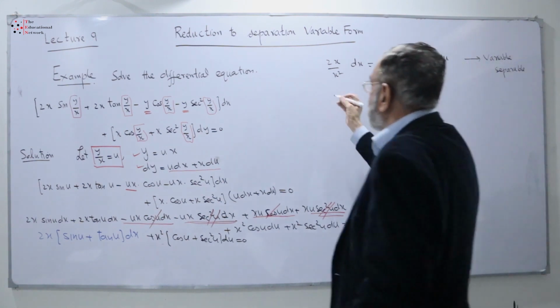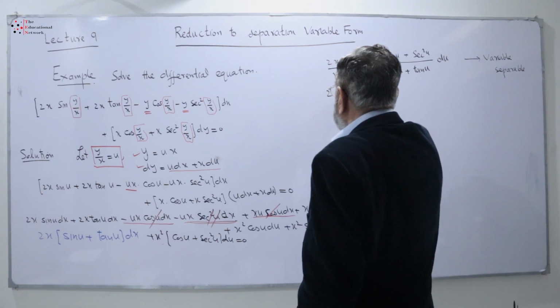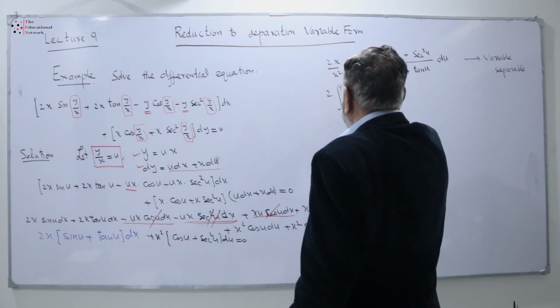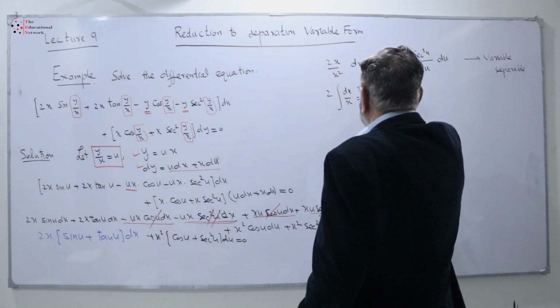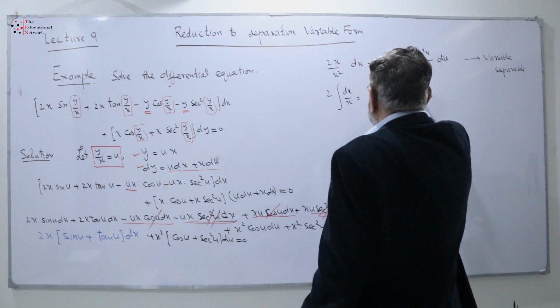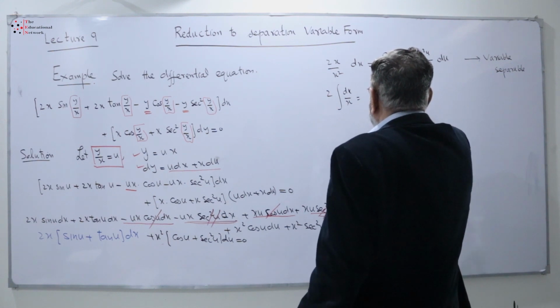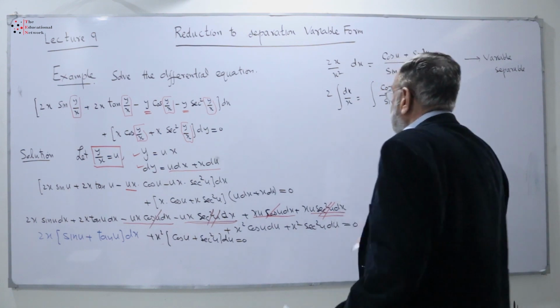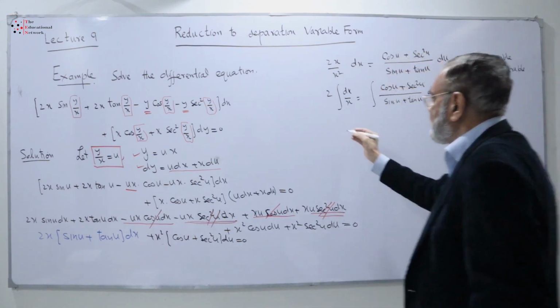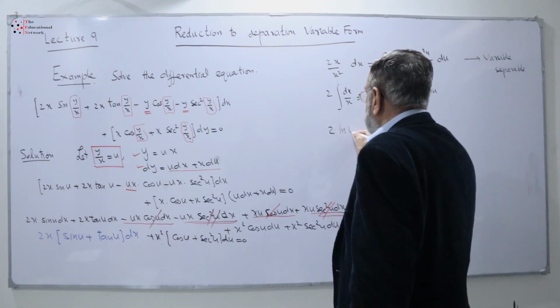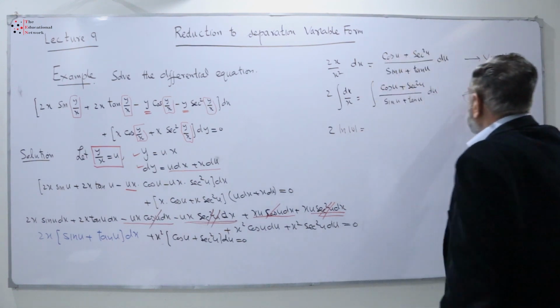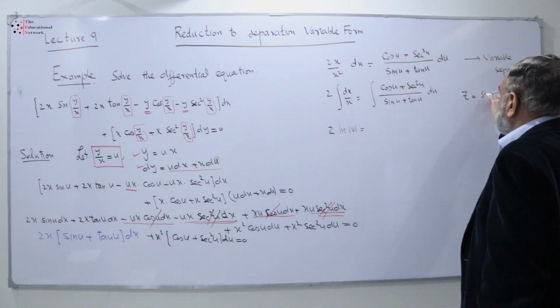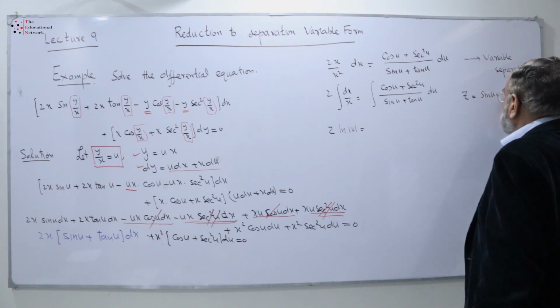We get our solution. We get here 2 outside, we get here dx upon x, and we get the integral of cosine u plus secant square u over sine u plus tangent u into du. So simple is the integration we take here, it is very simple. We get here 2 ln of x, and here I can say this for my z is equal to sine u plus tangent u, and what's my dz?